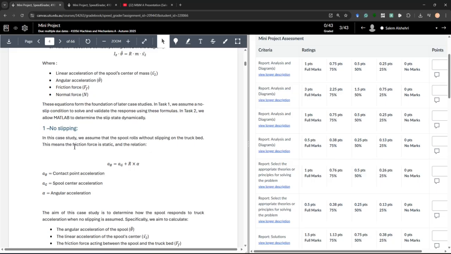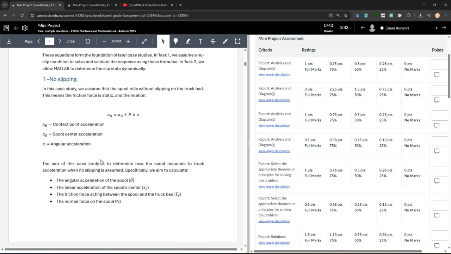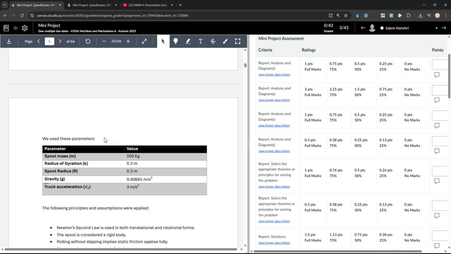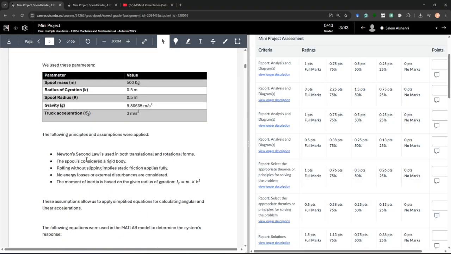The two cases of no slipping and slipping. That's what happened in the first one, which is the slipping, no slipping case. He actually got most of the stuff from the code. We use these parameters. That's okay. The following principles and assumptions are being applied.